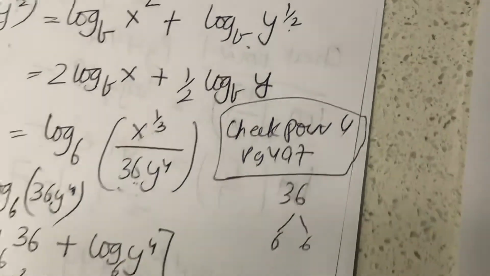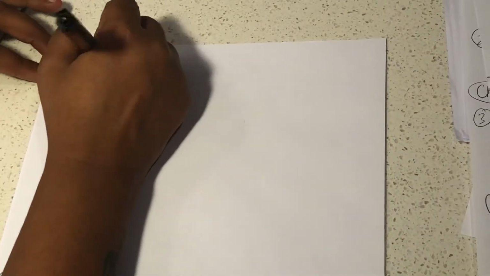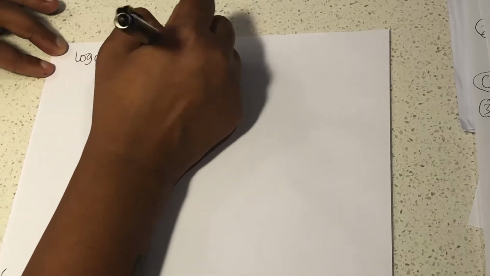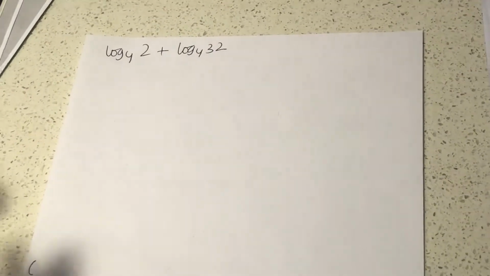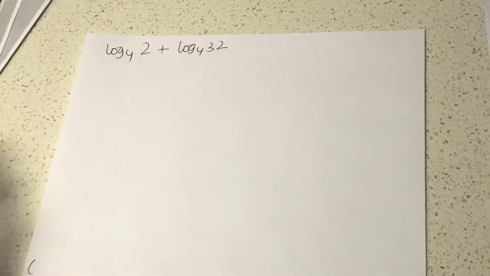Okay, next example is condensing. What we were doing in expanding was making it bigger. Now we are going to make it smaller. So for example, you are given log 4 of 2 plus log 4 of 32. You're like, how do we do it? You have to make it smaller. Condense this always into one log. You have to make it into one log.